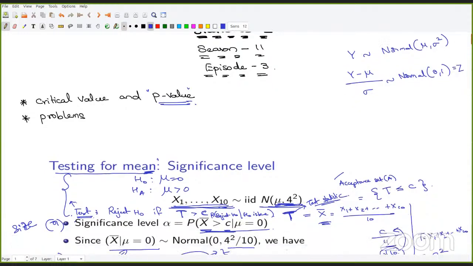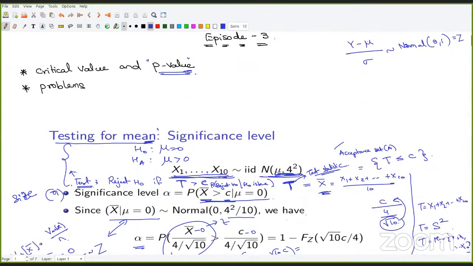In most cases, if people are not interested in the p-value, what we actually do is compare both. We fix alpha and find the critical value. After finding the critical value, we find the test statistic value. Looking at the test, if T is greater than C, you are going to reject H naught. You just compare T, your test statistic, with the critical value. If T is greater than C, you reject. If T is less than C, you accept. This is what we do.